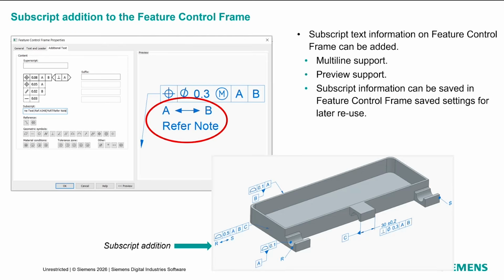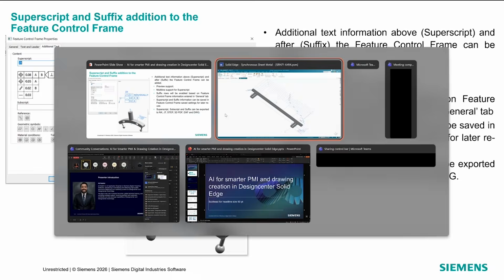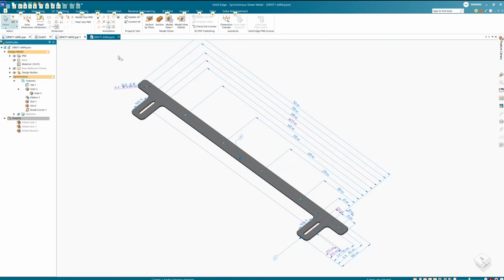Just some more usability enhancements. Again, for the annotations, you can now add subscripts, superscript, and suffixes to your needed annotation. And again, these will get exported downstream to other Designcenter applications, JT, STEP, and so on if needed as well. So if I were to quickly jump in and show you an example.